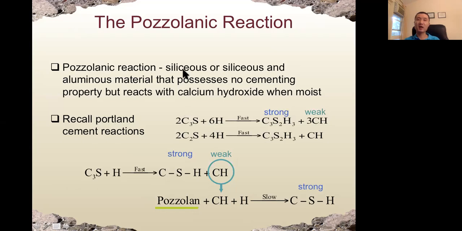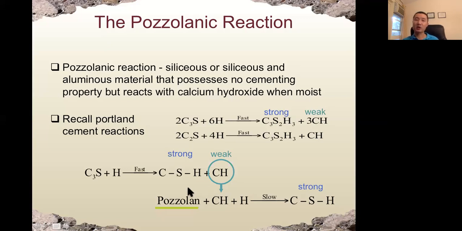Okay, so this is the pozzolanic reaction. It is a reaction between siliceous materials, sometimes aluminum and siliceous materials, which by themselves have no cementing properties, but can react with calcium hydroxide together with water to generate CSH. Okay. Remember, for the reaction of C3S, one of the hydration products is CSH, which is strong and durable. The other one is calcium hydroxide, which is weaker and also soluble in water.